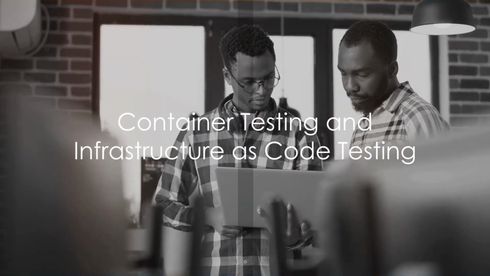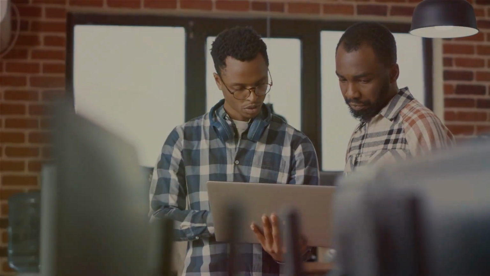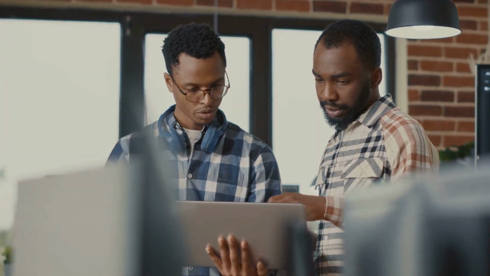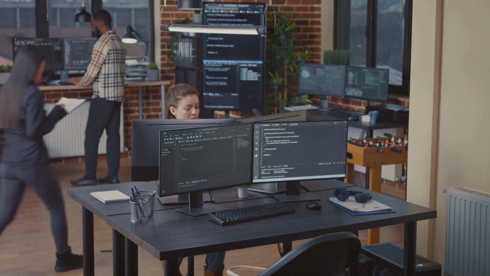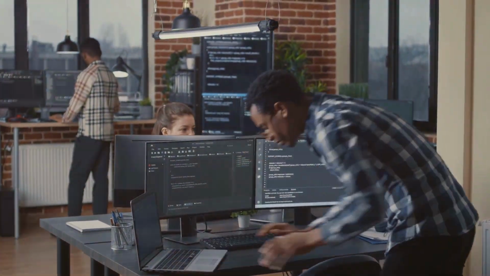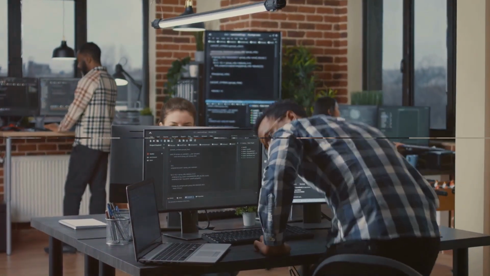Container testing involves testing the functionality, security, and performance of applications running in containers, while infrastructure as code testing ensures that the infrastructure that your application will run on is also tested as part of your DevOps process.